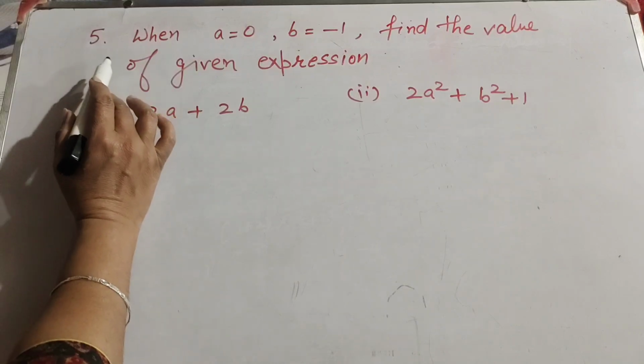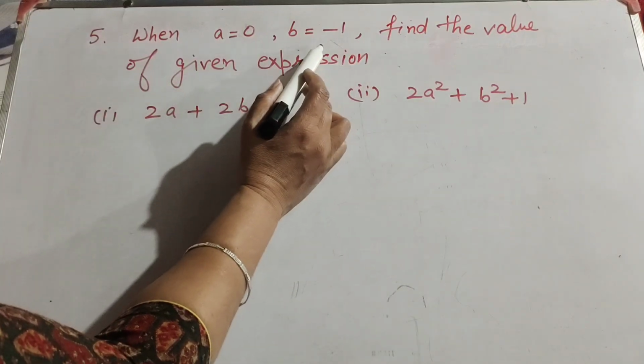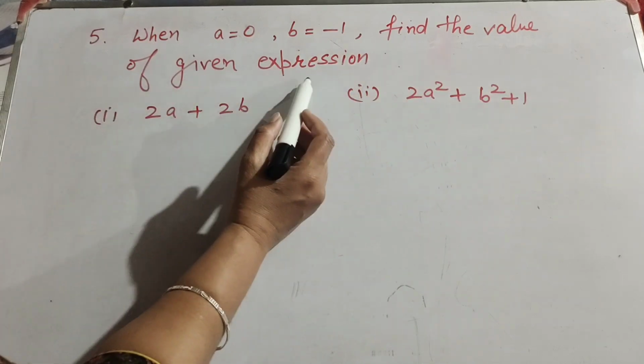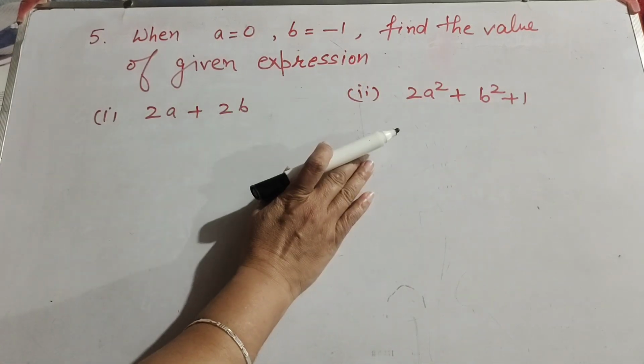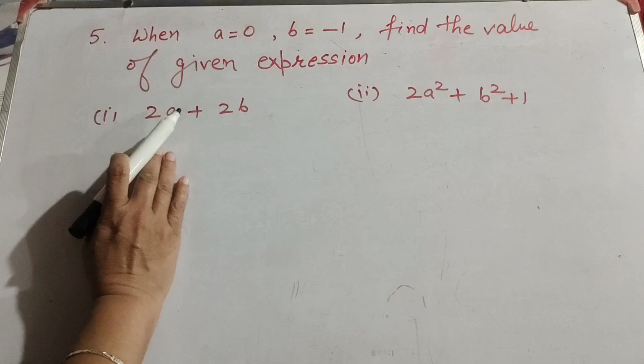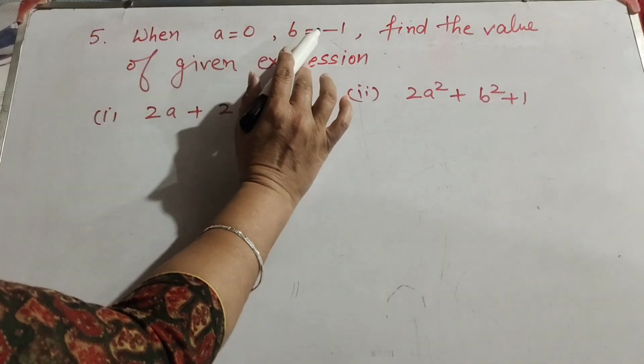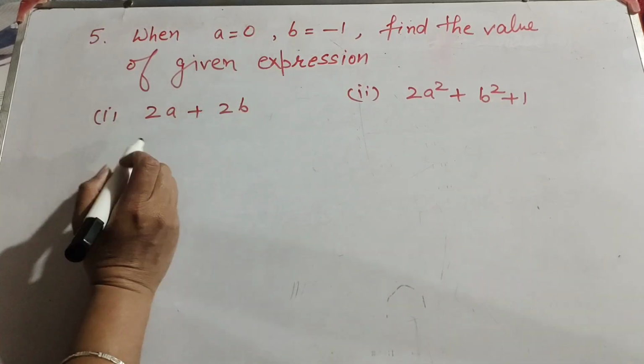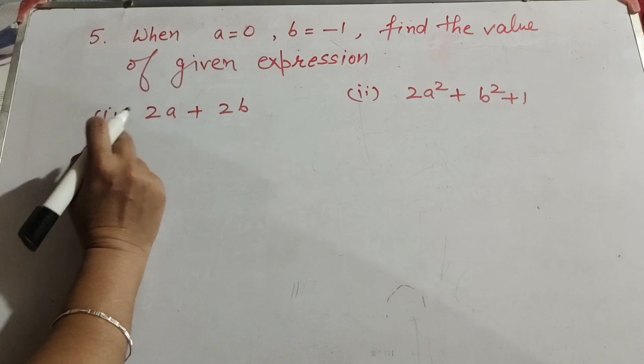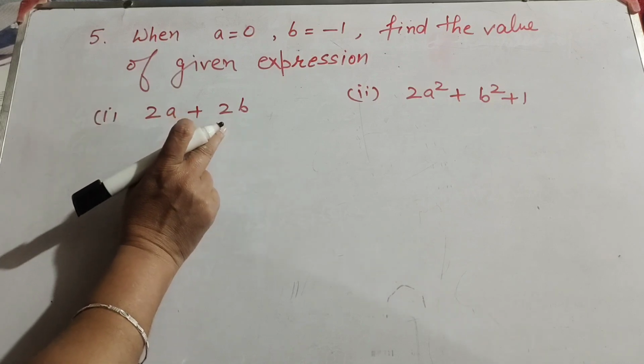In this video we discuss question number 5. When a equal to 0, b equal to -1, find the value of the given expression. So there are some expressions given. We find their value when a equal to 0 and b equal to -1. So in the first part it is 2a plus 2b.